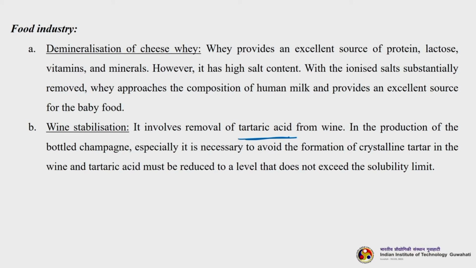In the production of bottled champagne, it is necessary to avoid the formation of crystalline tartar in the wine, and tartaric acid must be reduced to a level that does not exceed the solubility limit. Otherwise it will form crystals, and you can clearly see some crystals getting deposited at the bottom of the wine bottle or champagne bottle.